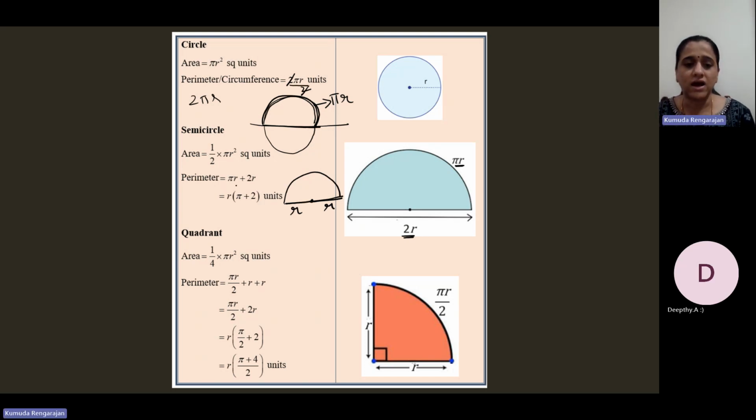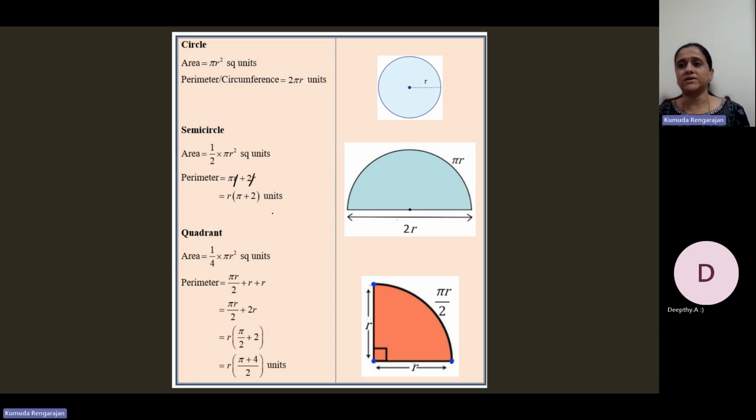Or when you take out r common, in the brackets you will have pi plus 2. So r into pi plus 2 units. You can just remember this one, pi r plus 2r units.